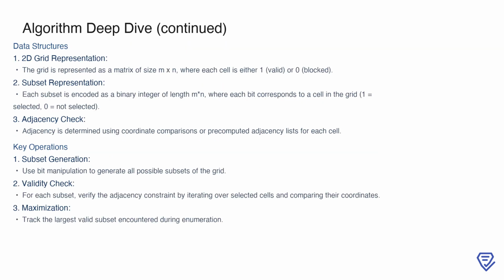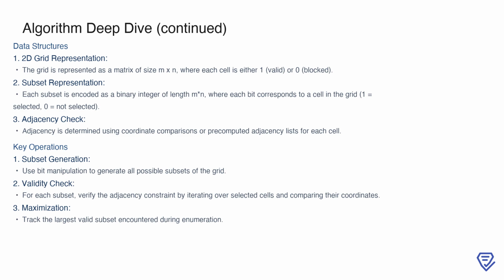To solve the problem programmatically, we rely on specific data structures and operations. First, the grid itself is represented as a 2D matrix of size M×N, where each cell is either 1 for valid or 0 for blocked. Next, subsets of the grid are encoded as binary integers. Each bit in the binary representation corresponds to a cell in the grid, with 1 indicating that the cell is selected and 0 indicating that it's not. This compact representation allows us to efficiently generate and manipulate subsets using bitwise operations.